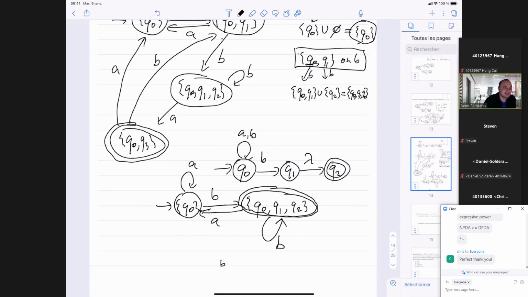Okay, for every NFA, there is at least one DFA, that's true. But for NPDA, there is not necessarily a DPDA, that's true. So NPDAs are more powerful.